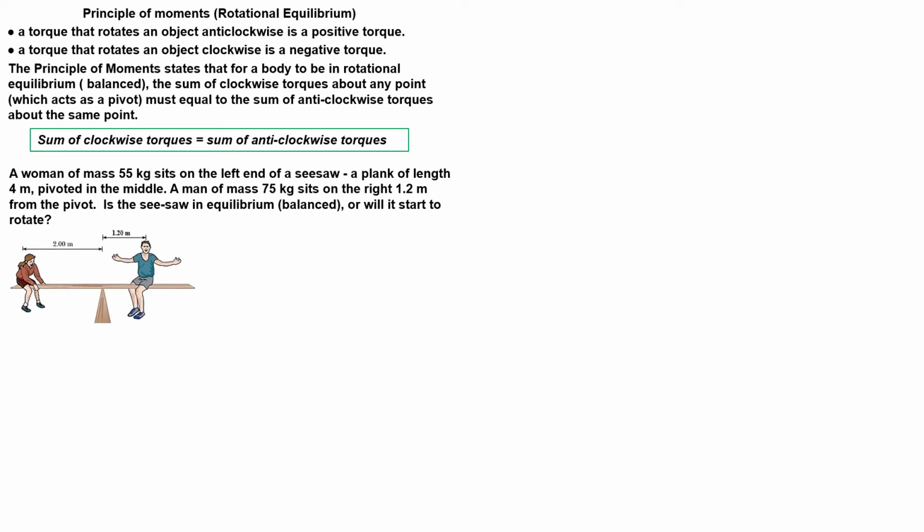To see if the seesaw is in equilibrium, we need to think about each force individually, which direction each force is trying to turn the seesaw, clockwise or anti-clockwise. We calculate all the moments about the pivot. The weight of the woman on the left tends to turn the seesaw anti-clockwise. The weight of the man on the right tends to turn the seesaw clockwise.